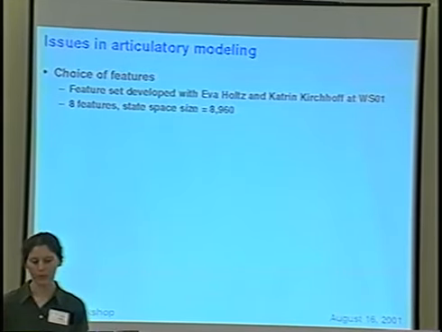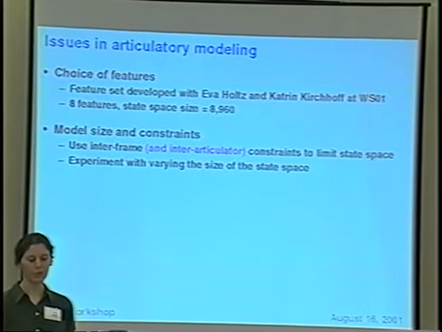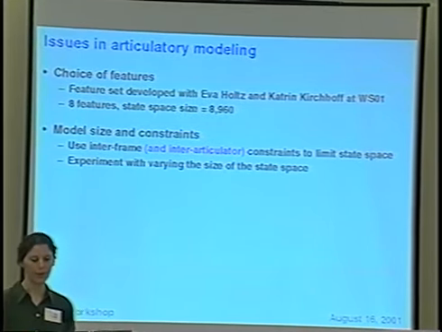Okay, so there are issues with model size and constraints. These models can get very large. So you want to use interframe constraints, which we've already put in, and interarticulator constraints, which we haven't put in, which is why they're light purple, to limit the size of the state space. Otherwise, you get an explosion.